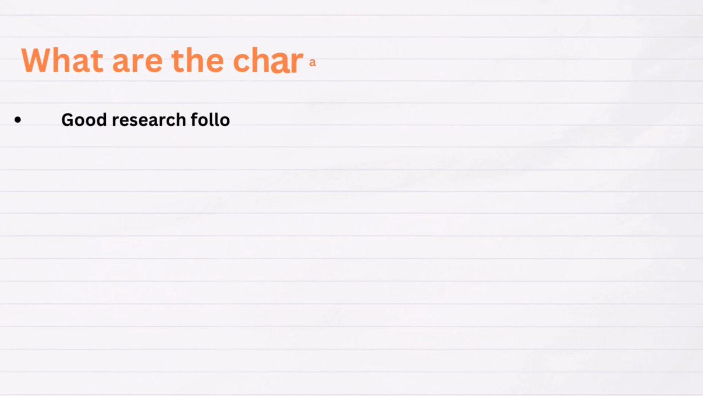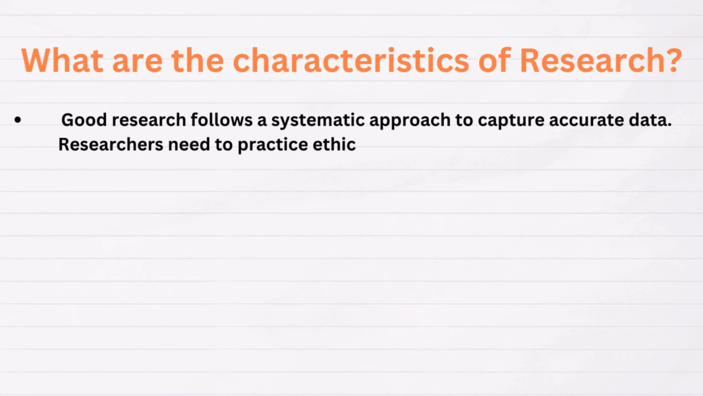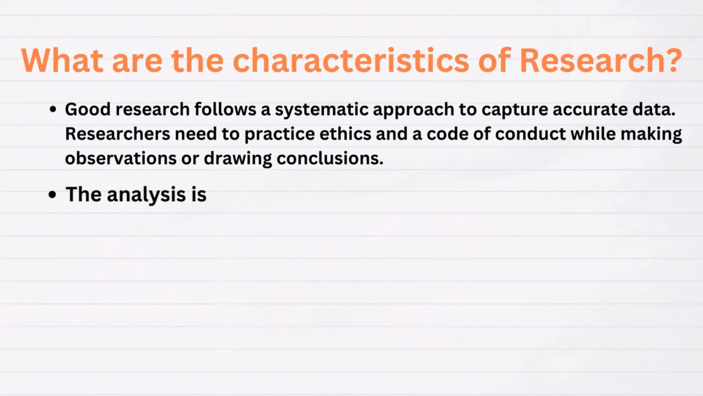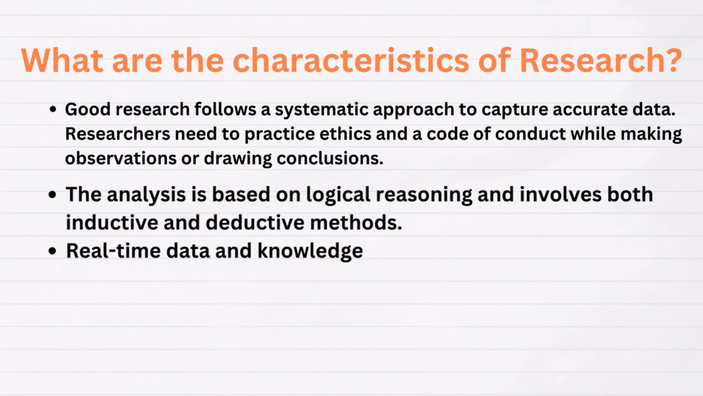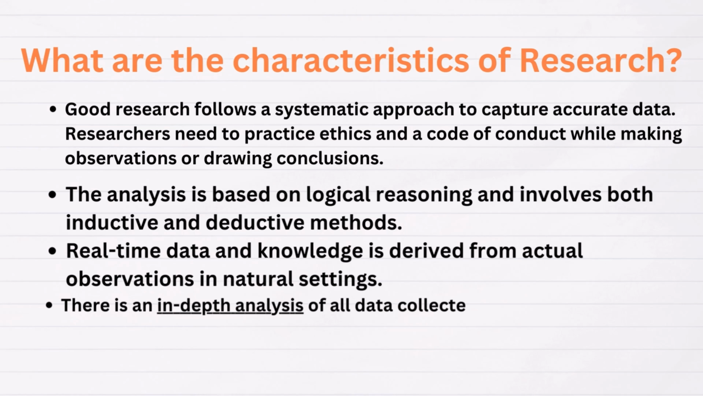Second, what are the characteristics of research? 1. Good research follows a systematic approach to capture accurate data. Researchers need to practice ethics and a code of conduct while making observations or drawing conclusions. 2. The analysis is based on logical reasoning and involves both inductive and deductive methods. 3. Real-time data and knowledge is derived from actual observations in natural settings. 4. There is an in-depth analysis of all data collected so that there are no anomalies associated with it.